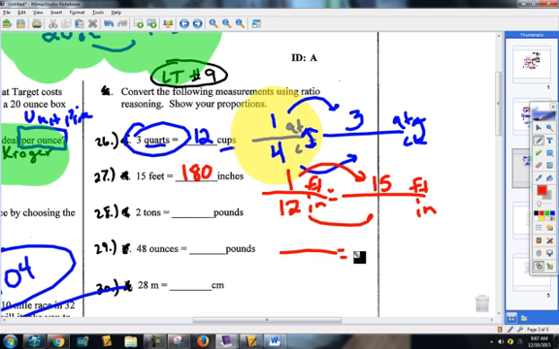Next one, we got 2 tons. So we're doing tons to pounds. I know that 1 ton equals 2,000 pounds. It's down there below. So what about 2 tons? That one was straight from the worksheet. You're going to have 4,000 pounds.